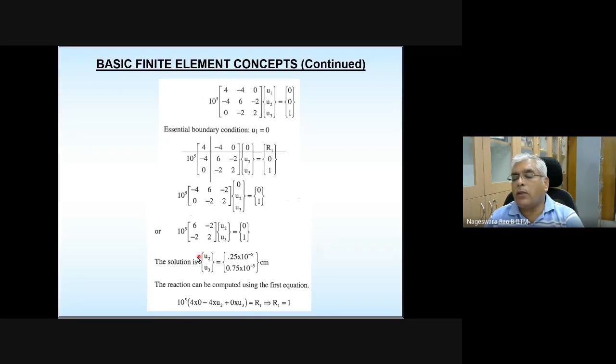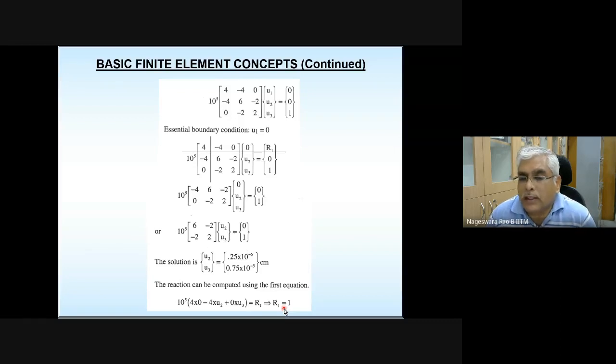How do you know that this solution is correct or not? Take this U2, U3 and determine R1. You substitute U2, U3 here and multiply 4 multiplied by 0 minus 4 multiplied by the U2 value and try to find what is R1. Okay? If you determine R1, R1 is 1. You applied a load of 2 kgs. So the reaction is also 2 kgs.